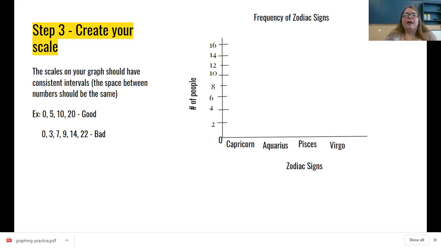Intervals like 0, 5, and 10, those are even. Even that one, you see I made a mistake there. We need a 15 in there, don't we? If they're even, they have the same amount of numbers between the two, that's good. If it's all over the map, that's bad.